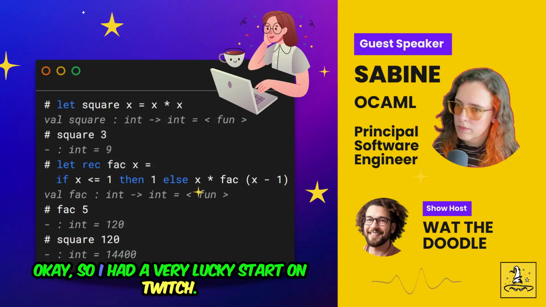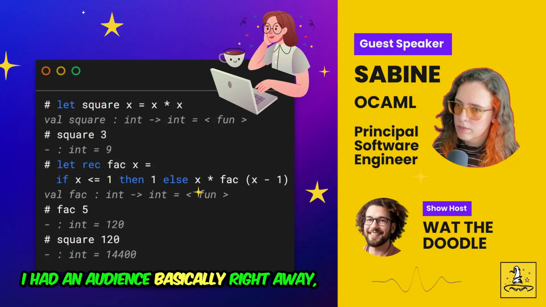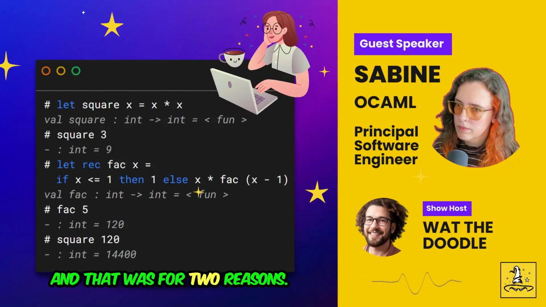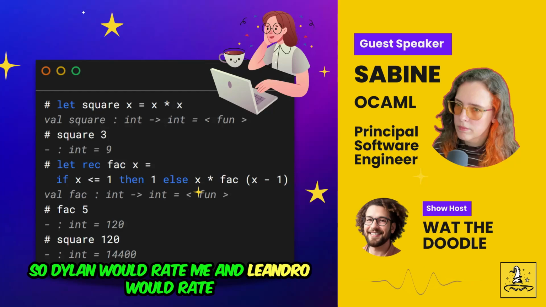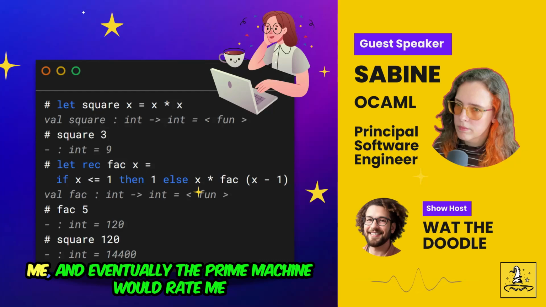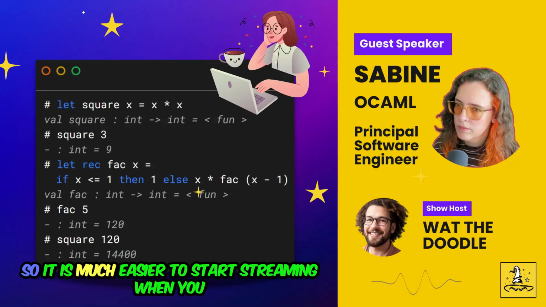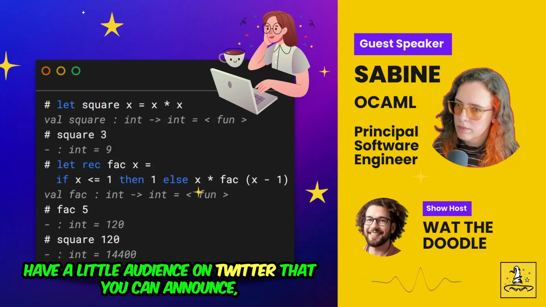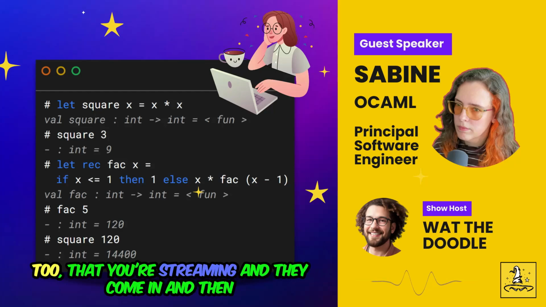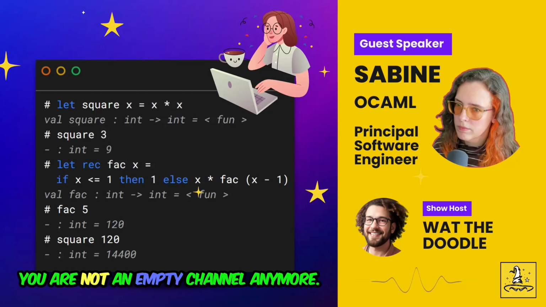Okay, so I had a very lucky start on Twitch. I had an audience basically right away, and that was for two reasons. Reason number one was that I knew the other OCaml streamers. So Dylan would raid me, and Leandro would raid me, and eventually the Primeagen would raid me simply because they knew I existed from Twitter. It is much easier to start streaming when you have a little audience on Twitter that you can announce to that you're streaming, and they come in, and then you are not an empty channel anymore.